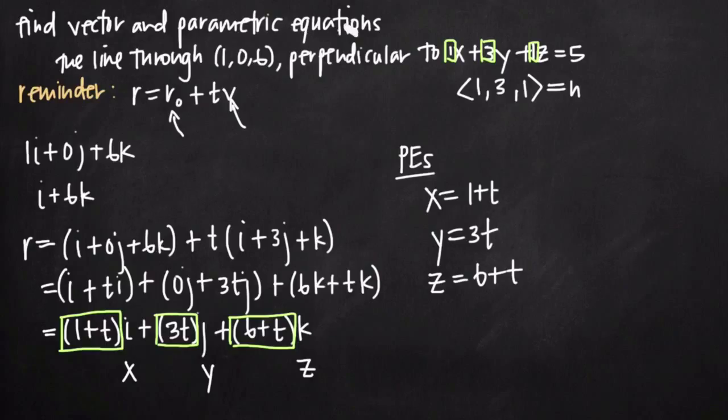So that's how you find the vector and parametric equations when you've been given a line that passes through a point and is perpendicular to a plane.